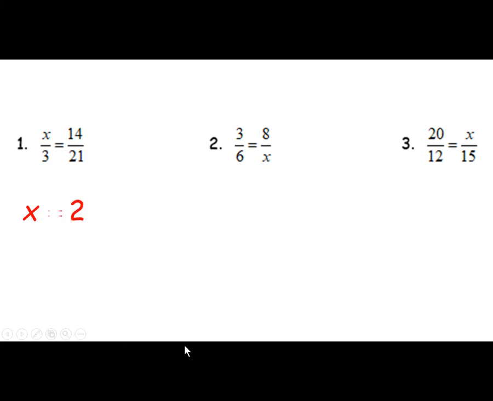Okay, in the first problem, we should end up with x is equal to 2. In the second problem, x is 16. And in the last problem, x should be 25.